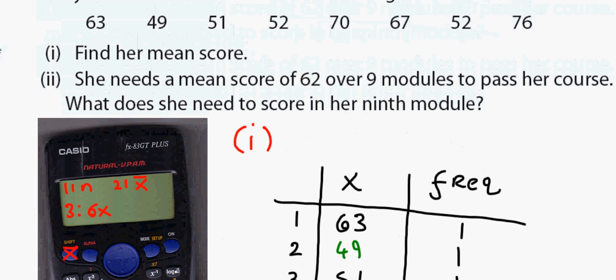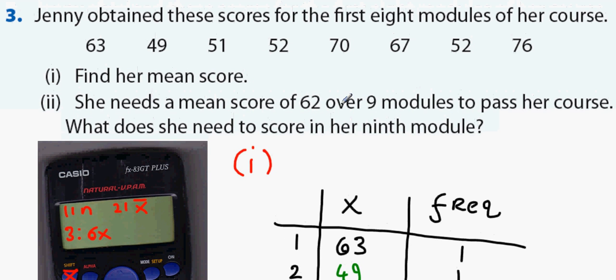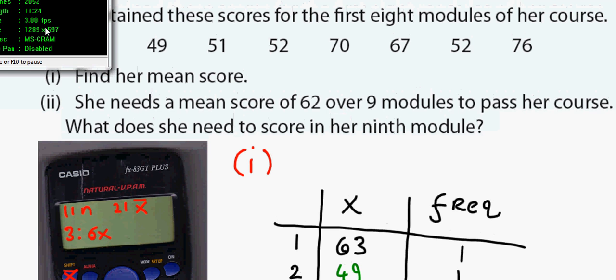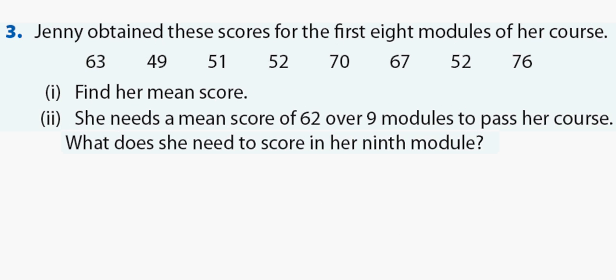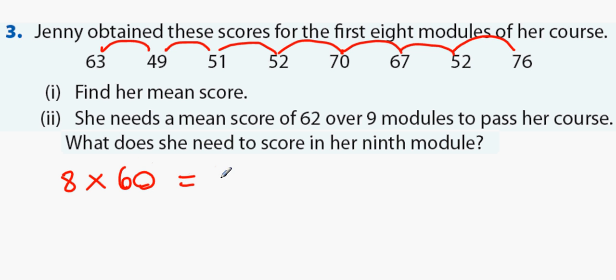Now, she needs a mean score of 62 over 9 modules to pass her course. What does she need to score in her 9th module? What we learned from the previous question is that when we add all of these together, we got an average of 60, okay? So there are 8 scores, 1, 2, 3, 4, 5, 6, 7, 8. 8 multiplied by 60 gets you 480.